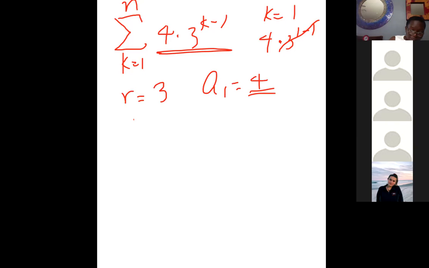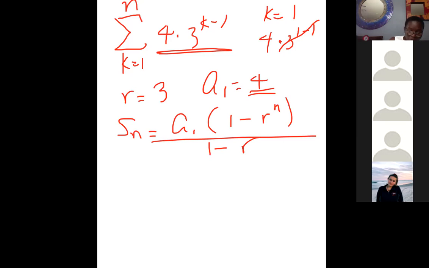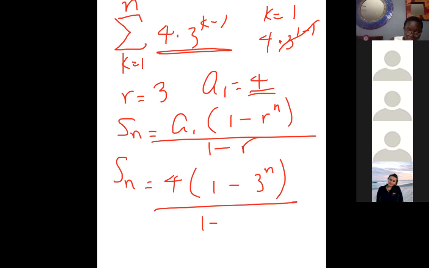Now, we go into the formula. S sub n is equal to a1 times 1 minus r to the n over 1 minus r. So we get S sub n is equal to 4 times 1 minus 3 to the n power over 1 minus r. What is r? 3. So we're going to go ahead and simplify this out.